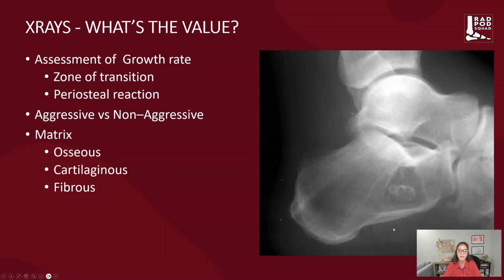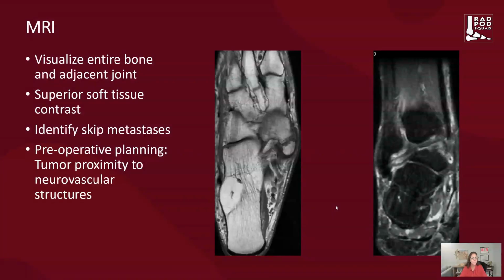We'll be looking for periosteal reaction. That'll be very important when we're looking for malignancies. Detecting subtle areas of periostitis can clue us in that we're into a malignant category. We're always looking for whether or not the lesion is showing aggressive versus non-aggressive features through that zone of transition or the periosteal reaction. And of course, looking for the matrix. That will help us determine the type of lesion we can predict it to be, whether it be osseous, cartilaginous, or fibrous.